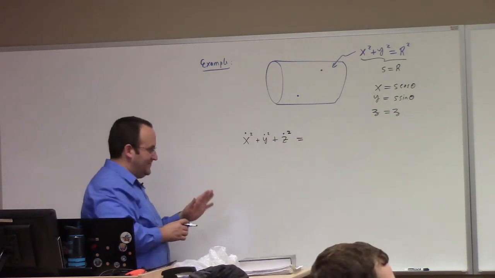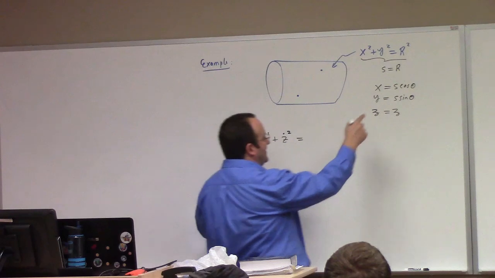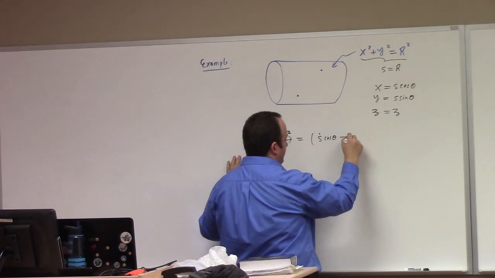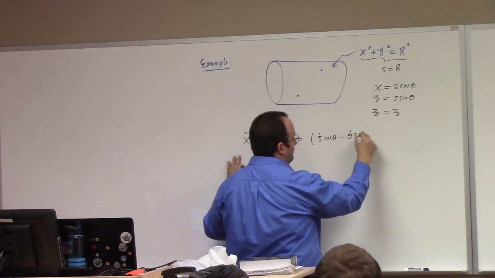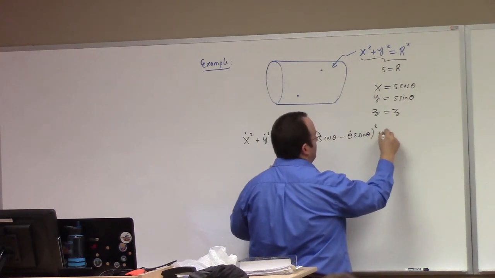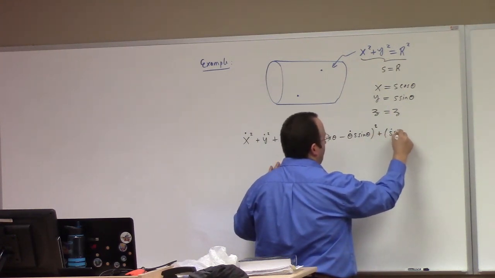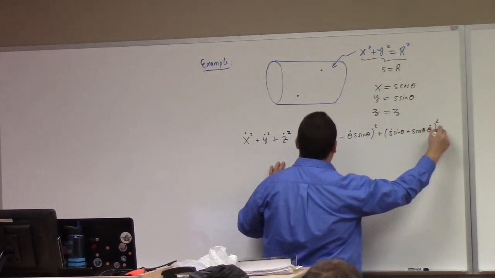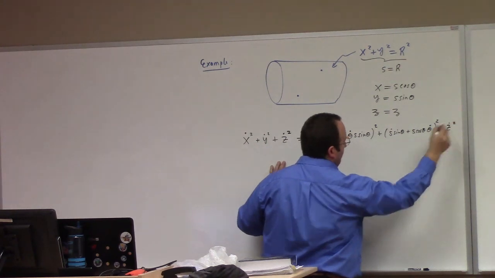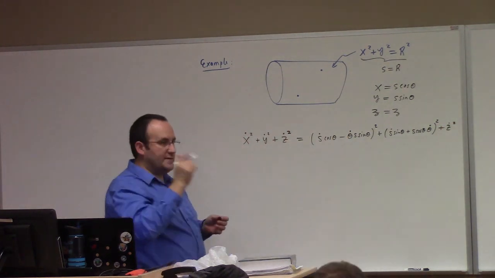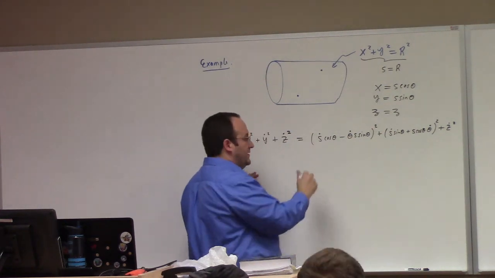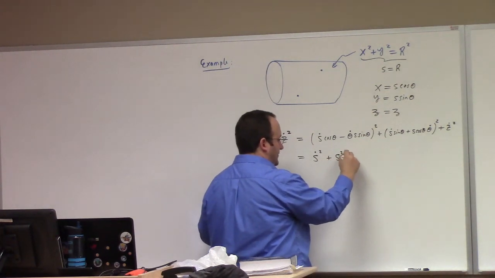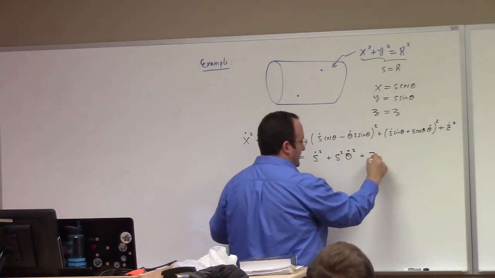Sorry. Sam, of course. And so that would be (s dot cosine theta minus theta dot s sine theta) squared plus (s dot sine theta plus s cosine theta theta dot) squared plus z dot squared, yeah? So if you look at this, the cross terms cancel, and you're just left with s dot squared plus s squared theta dot squared plus z dot squared.